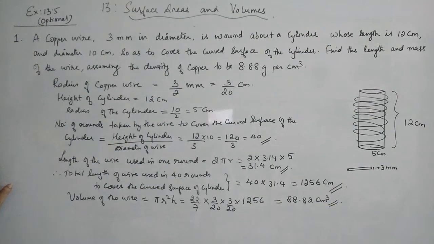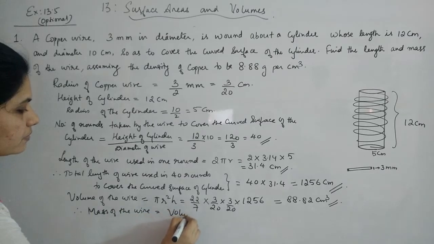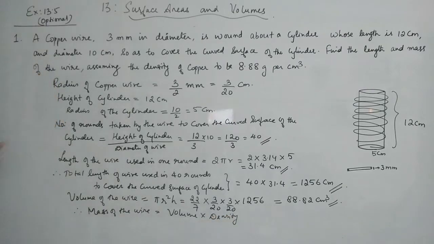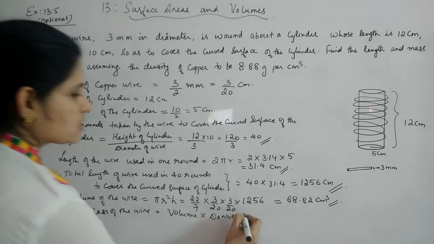Now what you need? You have to find out the mass. Mass of the wire will be volume into density. Mass is equal to volume into density. So mass of the wire is equal to volume of the wire into density, which is given in the question. You just see, density of copper is given to be 8.88 gram per centimeter cube, and the volume is in centimeter cubes.